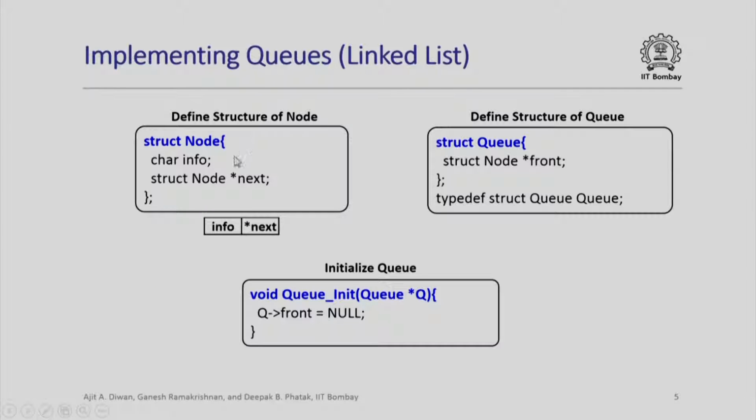The structure of the node is defined very simply. We have already seen that info and star next are the two items in that structure. The queue itself is defined as a linked list of these nodes. Initialization of the queue is very simple. We simply set front to null. That means queue has nobody.